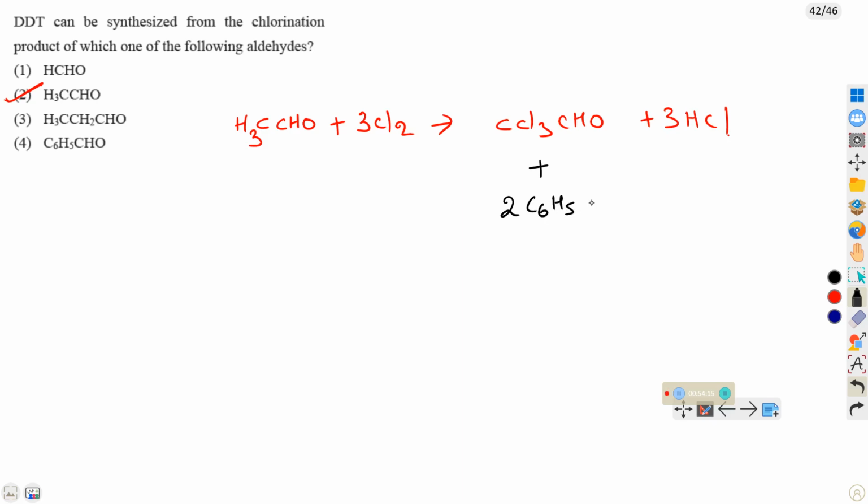DDT can be synthesized from the chlorination product of which one of the following aldehydes? Acetaldehyde. See the reaction. CH3CHO plus 3 moles of Cl2 gives CCl3CHO plus 3 moles of HCl. Now take CCl3CHO plus 2 moles of C6H5Cl in the presence of concentrated H2SO4, then it gives DDT plus water.